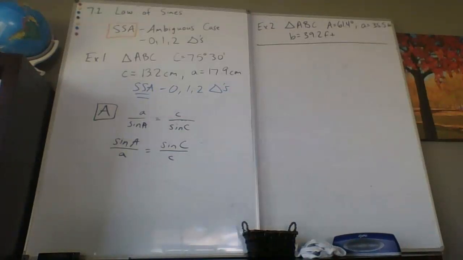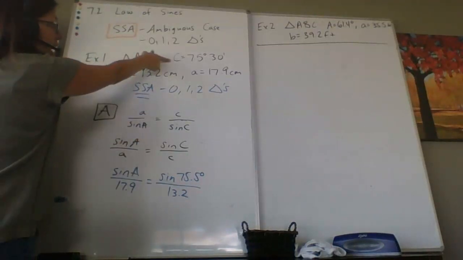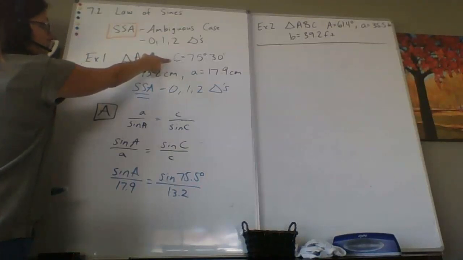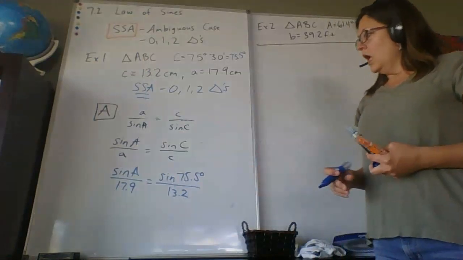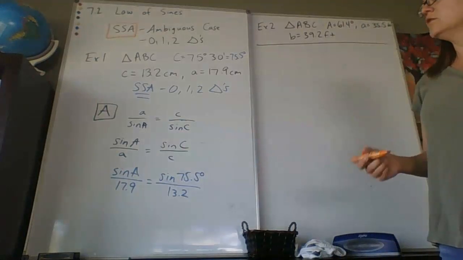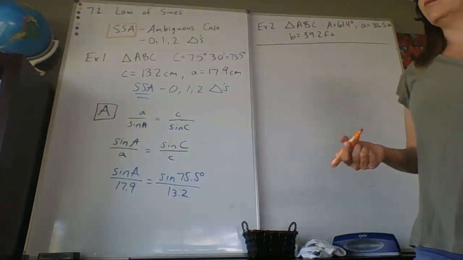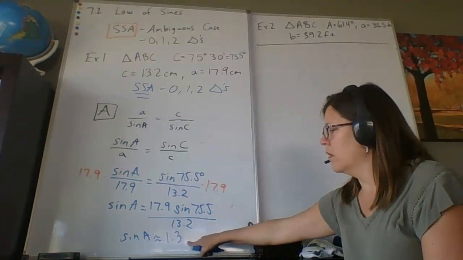So let's plug in the information. I did rewrite angle C instead of 75 degrees and 30 minutes because 30 minutes is half of 60. This is the same as 75.5 degrees. It just makes calculating a little easier. Now, because we have sine of A on top, we simply need to multiply both sides by 17.9. Plugging this into the calculator, we get sine of A is about 1.3.